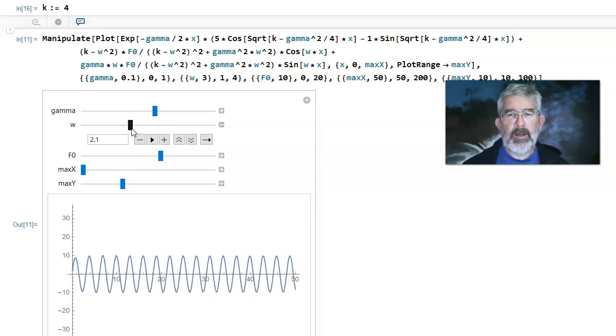Okay, so there you go. There's the graphs of these solutions to forced vibrations.